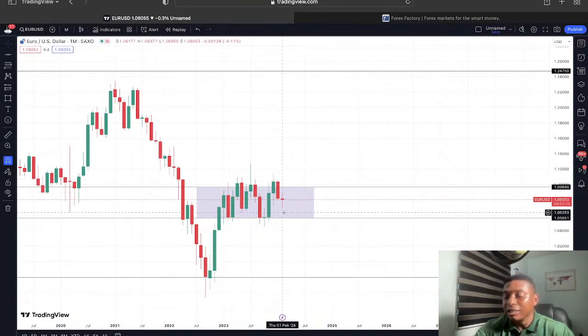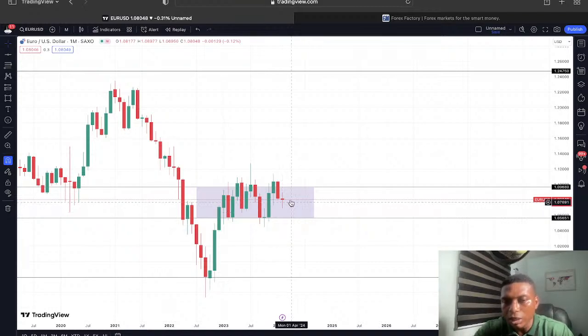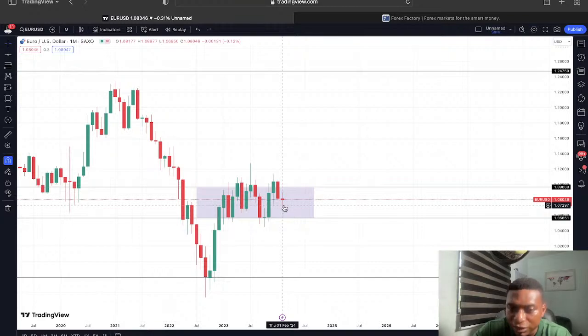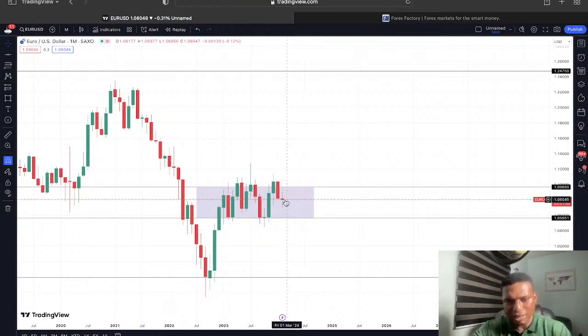Interestingly, today is the 29th of February, which means today is the last day of the month. Being the last day of the month, the monthly time frame for February will be closing today. So imagine that the monthly time frame is closing today with a doji. You can see a doji being formed.